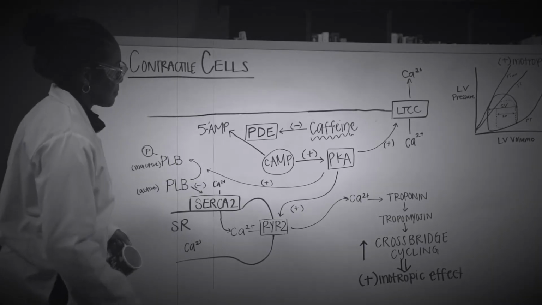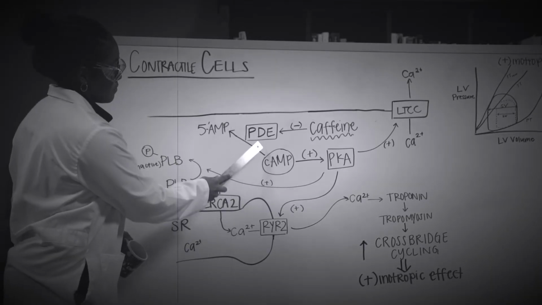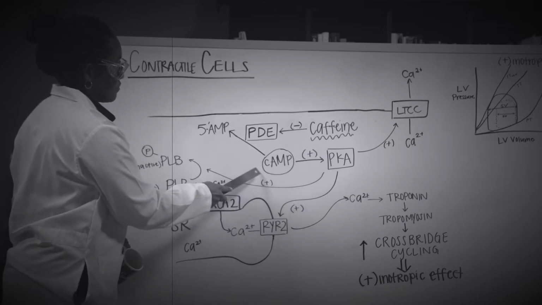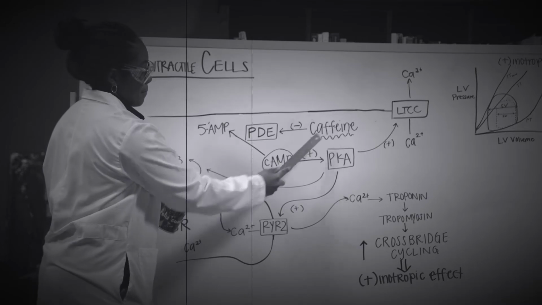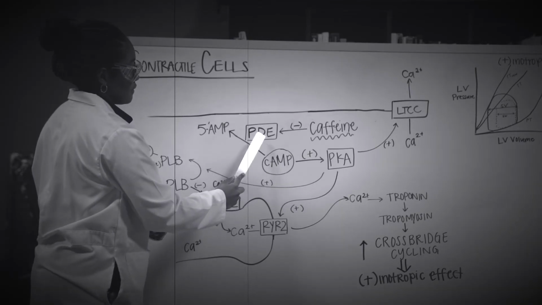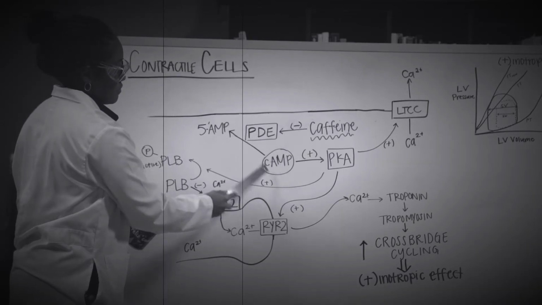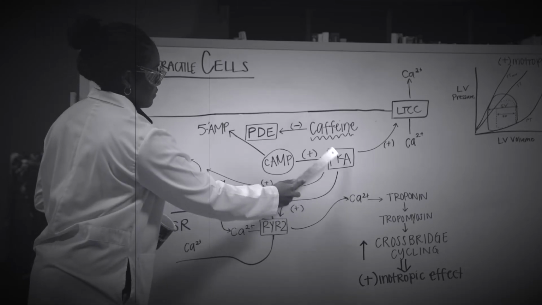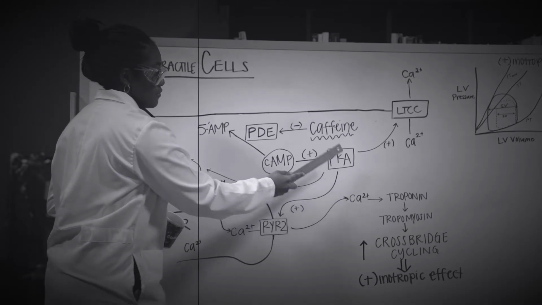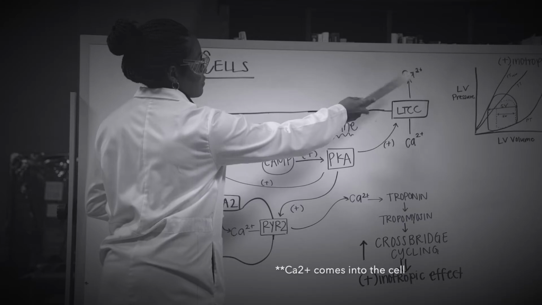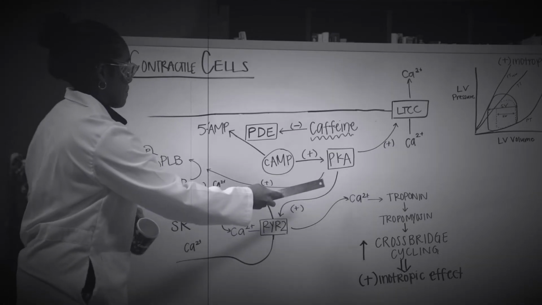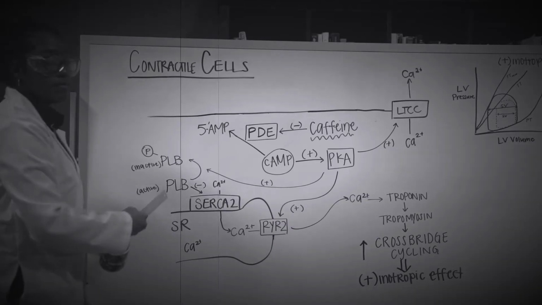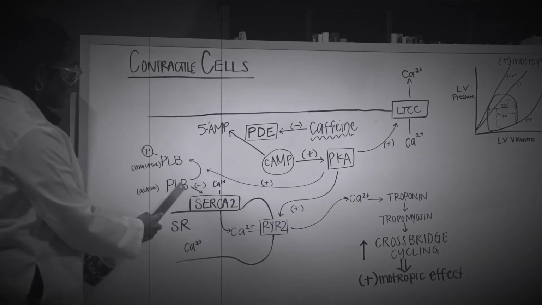In contractile cells, phosphodiesterase normally breaks down cyclic AMP into AMP, but caffeine inhibits phosphodiesterase and increases the amount of cyclic AMP in the cell. Similar to isoproterenol, the increase in cyclic AMP increases PKA activity. PKA phosphorylates LTCCs, allowing the influx of calcium into the cell. PKA then phosphorylates phospholamban and inactivates it.